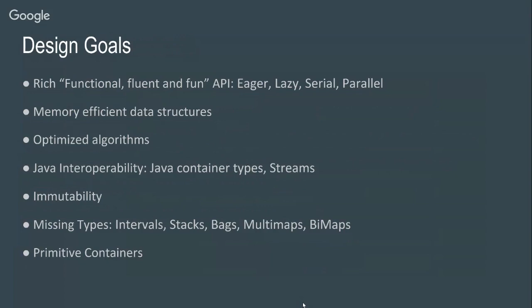Immutability. This is one of the topics which I feel is interesting from the JDK collections and Eclipse collections perspective. JDK collections comes with unmodifiable collections. Essentially, they do have the mutating API, but it will throw at runtime.